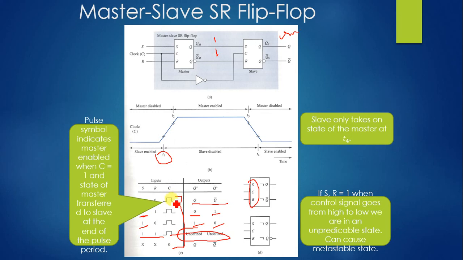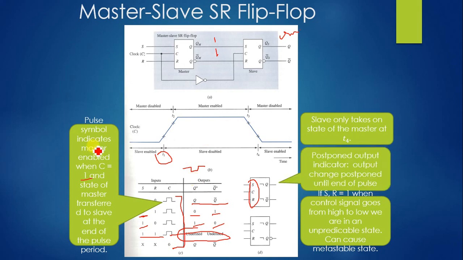This pulse symbol indicates when C is equal to 1. When C is equal to 1, that means whenever master is high, the whole circuit is shown. But when slave is 1, the pulsation would be in this fashion, negative pulse. So this is all about a master slave flip flop. Any doubts?